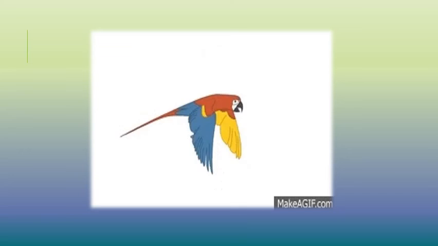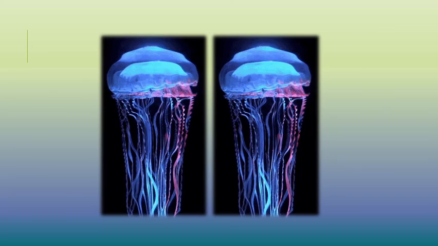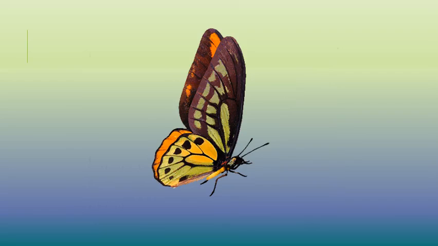The world is full of many different types of animals. Some swim, some fly, some breathe air, some breathe under water. Some have a skeleton and others don't.